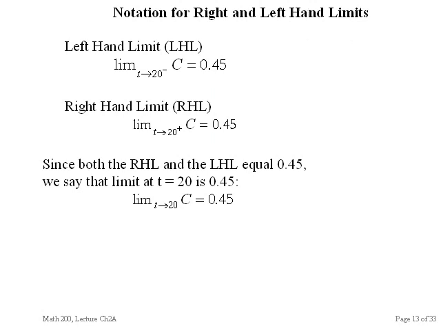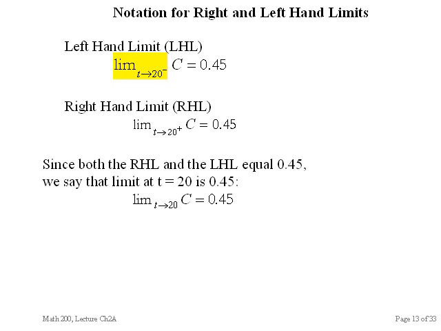Here's the notation for right and left-hand limits. It is simply an extension of the notation for limits. We'll say that the limit, and then we have to specify what t is doing. T is approaching 20, but if we approach 20 from values less than 20, we're taking the left-hand limit, so we put that little negative sign up there. Okay, so the limit as t approaches 20 from numbers below 20 is 0.45 in this case.